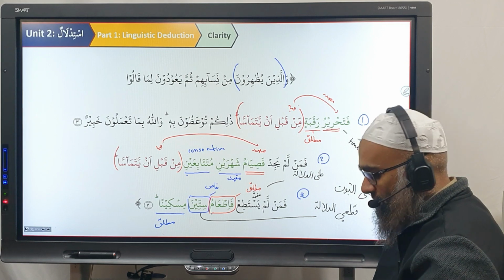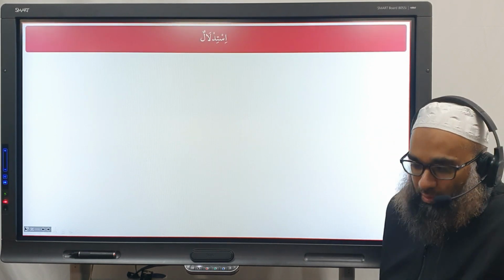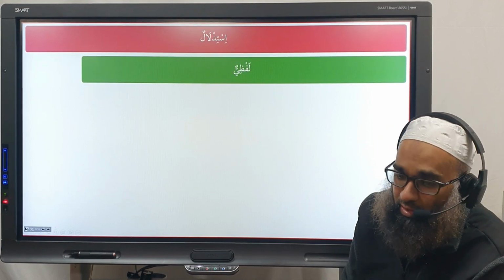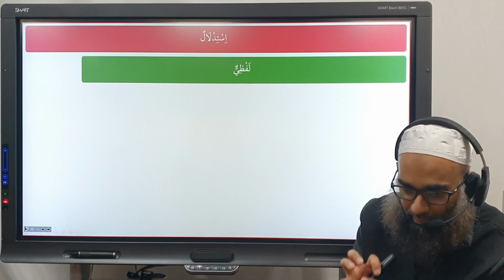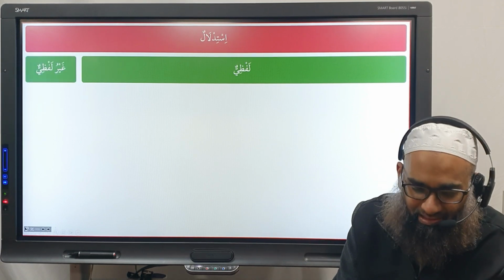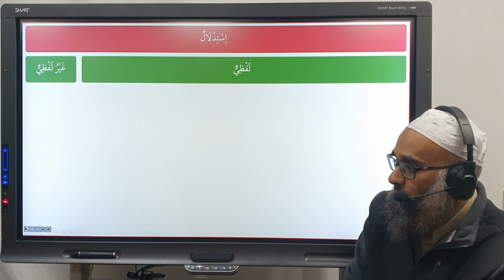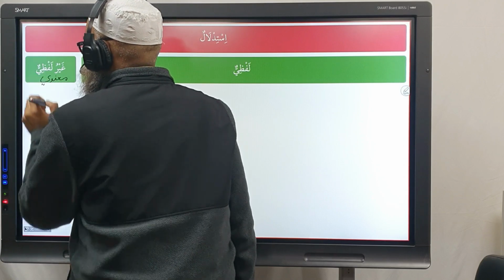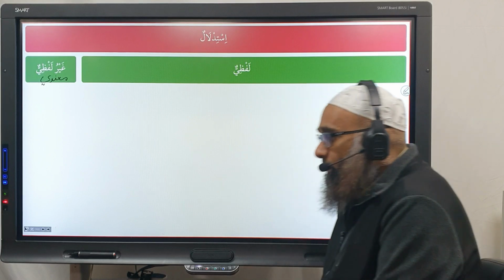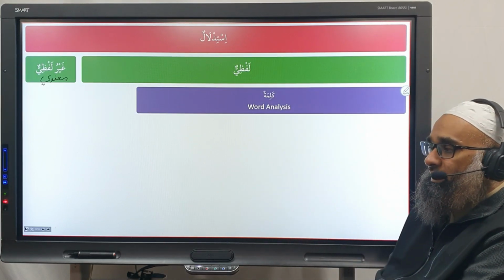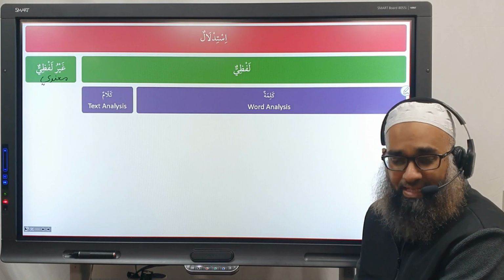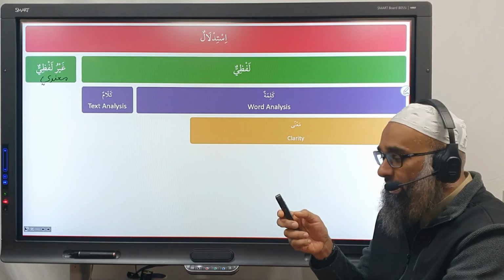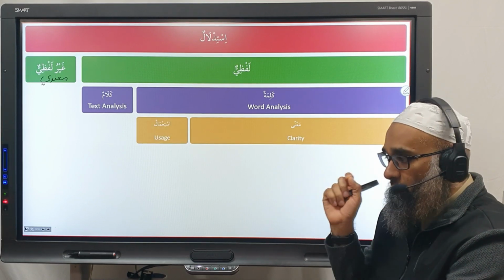Okay, let's summarize here quickly again. We said we're doing istidlal, and in istidlal we have istidlal lafzi, when we get the Quran or the hadith qawli, the verbal hadith, and we do deduction from those. And we have istidlal ghayr lafzi, also known as istidlal ma'nawi. This is when we use qiyas, istihsan, all of those other concepts. Then we said we can analyze the individual words in istidlal lafzi, or we can analyze the entire text. When we analyze the individual word, we look at the meaning in terms of its clarity, and at its usage in terms of its isti'mal.